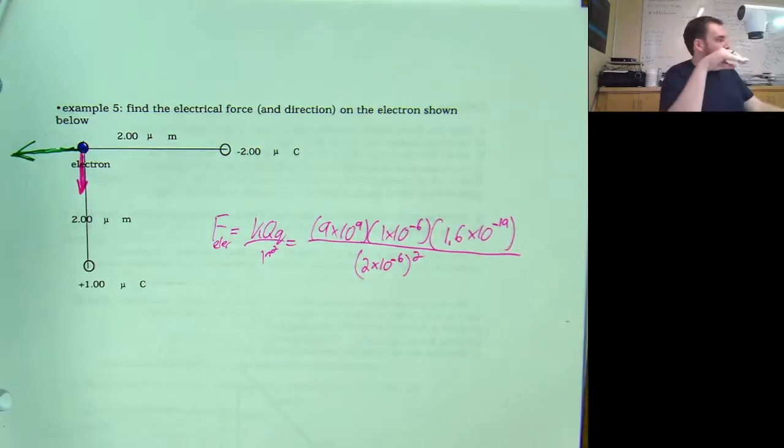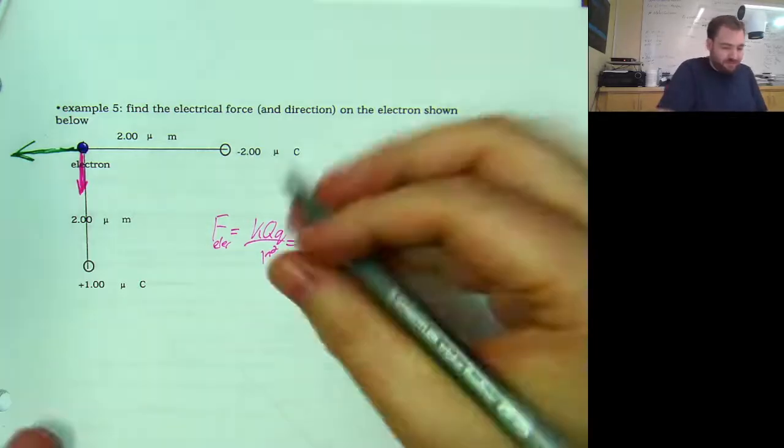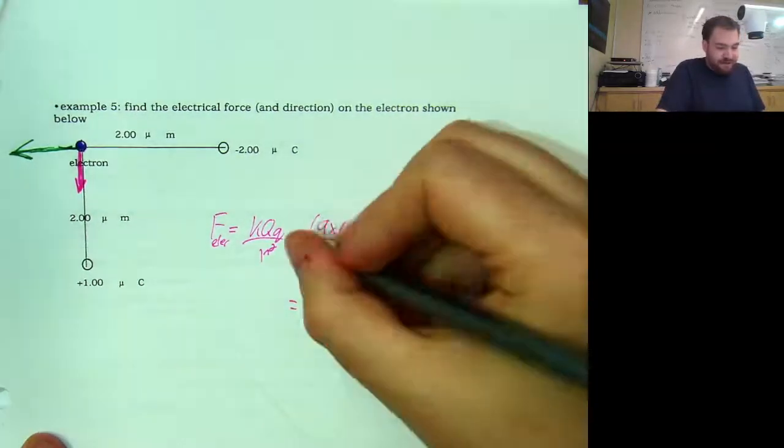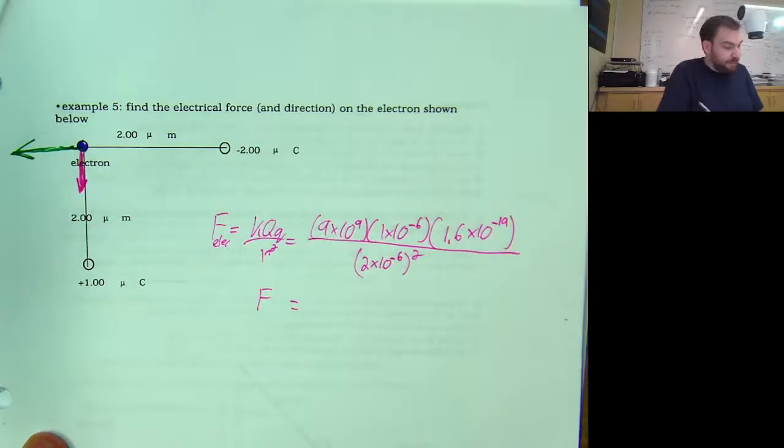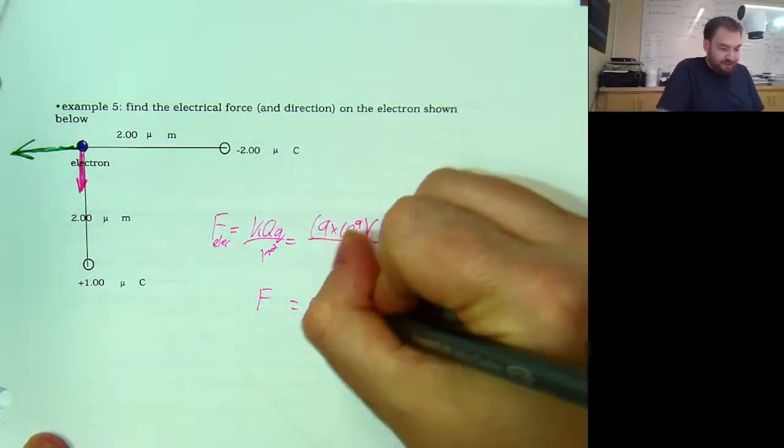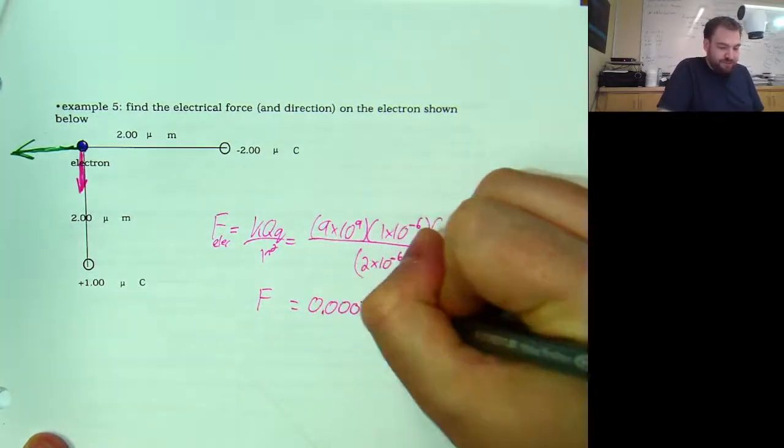The hardest part of electrostatics is that the numbers are really, really small. So you got to get good at scientific notation on your calculator. That's the worst part of this stuff. You run those numbers, you'll find that the force that is in pink is equal to 0.00072 newtons.